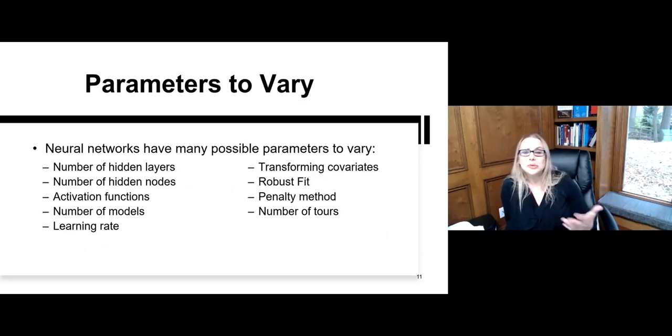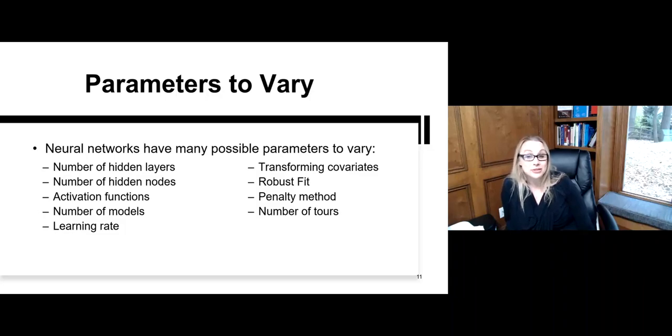What parameters can you adjust to tune your model? Well, what we see is that there are several possible parameters that you can adjust to tune a neural network. So you can adjust the number of hidden layers you have, the number of hidden nodes, the activation function that you use, the number of models that you incorporate, the learning rate, transforming the covariates. So you can log transform or take the square root or do some kind of data transformation. You can apply a robust fit.